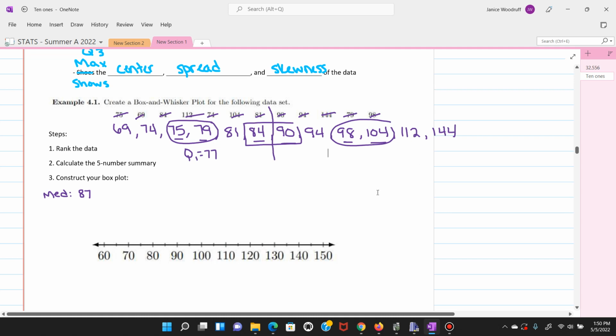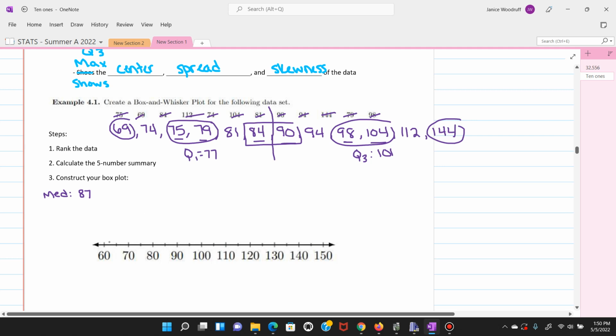I think that's 101. Yeah, 101 for quartile 3. So 98 plus 104 divided by 2. Okay, so we found quartile 1, quartile 3, and the median, and then we have our min and our max. So that's my 5-number summary.